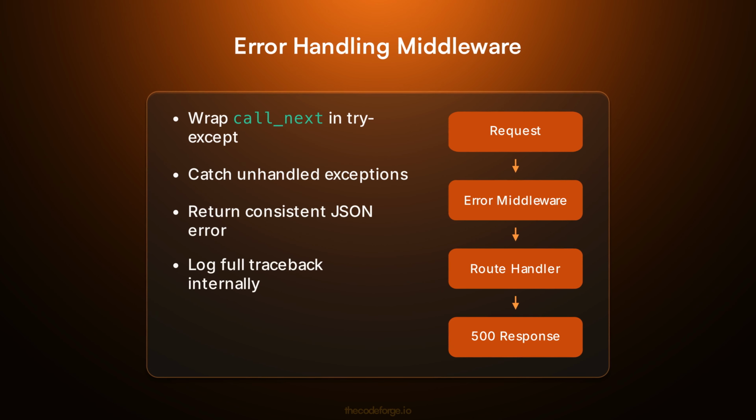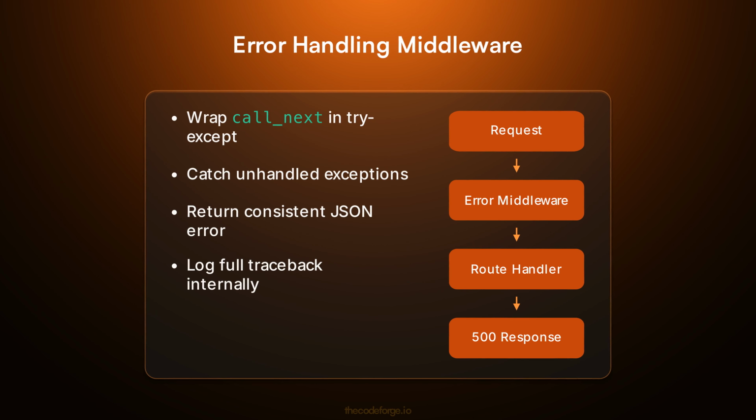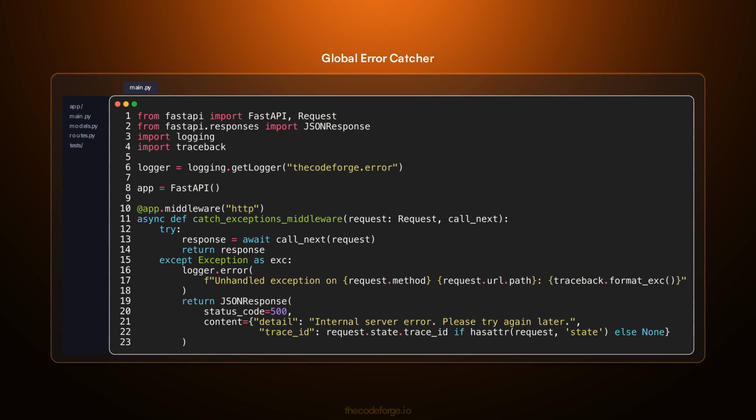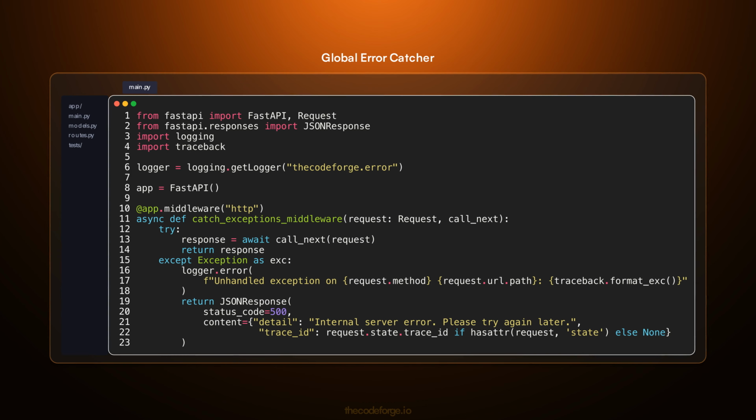The browser will show a CORS error instead. You can catch exceptions globally by wrapping call next in a try except block. This ensures every error returns a consistent JSON response with a trace ID for debugging. This middleware catches any exception, logs the full traceback, and returns a 500 with a generic message. But don't swallow HTTPException. Let FastAPI's exception handlers deal with those.